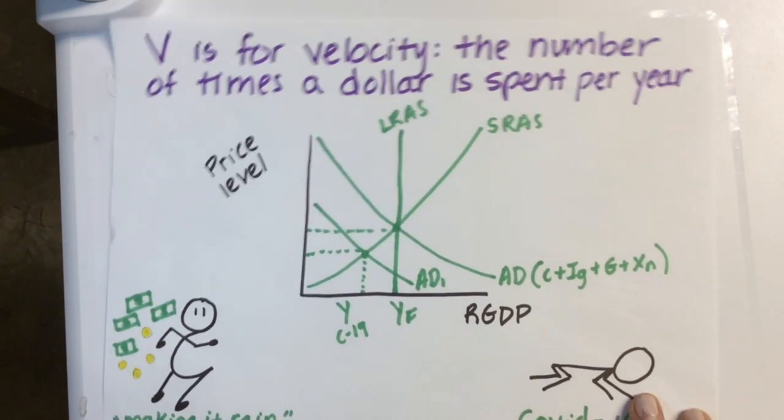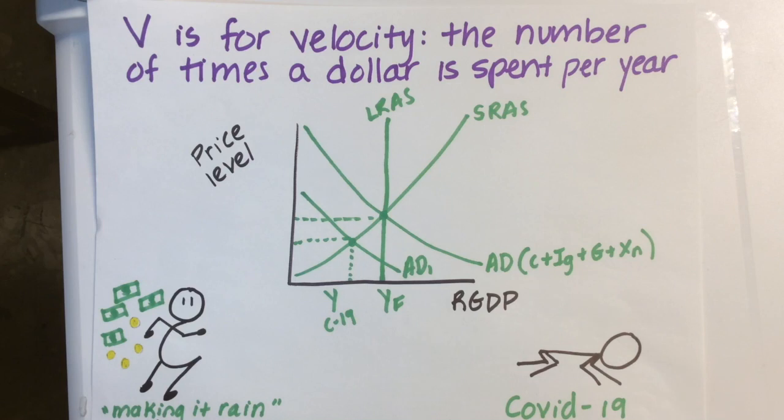V is for velocity and talks to us about how many times a year a dollar is spent. So if we look at a time like the full employment GDP where we were in February 2020, we are looking at a really fast turnover in the velocity of money. People have a job, they're spending money, and money is moving quickly through the circular flow. If we look at where we are right now with so many people out of a job with COVID-19, money is on its side in the fetal position.